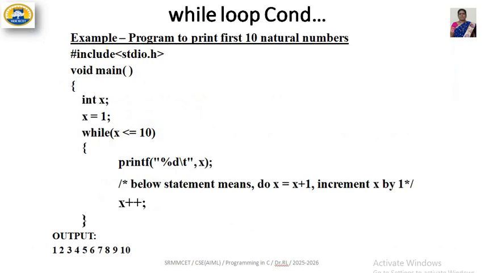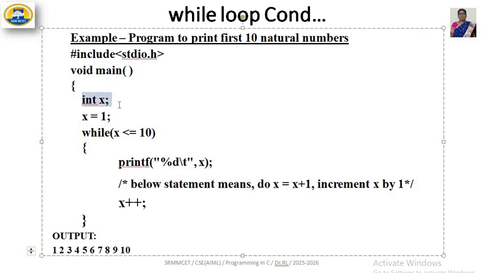A simple C program to explain the concept of the while loop is a program to print the first 10 natural numbers using a while loop. Here we initialize the variable x equal to 1. Then the condition is checked, while x less than or equal to 10. In the body of the loop, the statement is printf of x, and the increment is x plus plus, that is, x is increased by 1.